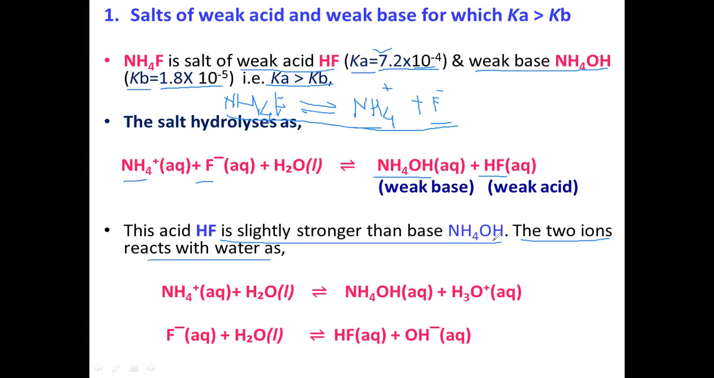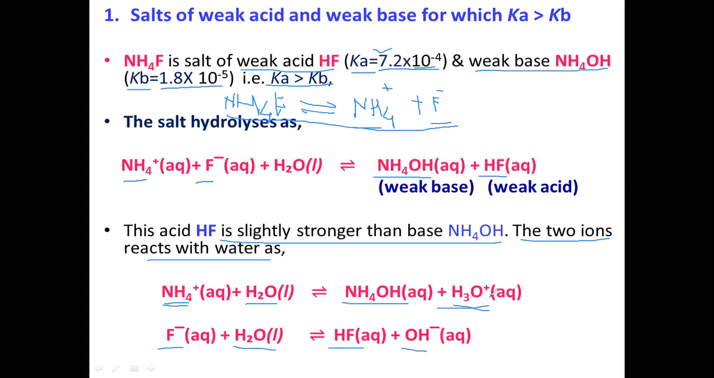अब जो वीक रहेगा वो ज्यादा रिएक्ट होगा वाटर के साथ, और जो स्ट्रॉन्गर रहेगा वो कम रिएक्ट होता है वाटर के साथ. सो NH4 पॉजिटिव आयन, अब इसको हम लोग सेपरेटली रिएक्शन में बताते हैं. NH4 positive ion reacts with water, produces NH4OH plus H3O positive ion. Similarly, fluoride ion reacts with the water. It produces hydrogen fluoride with OH minus ion. So by using this, the NH4 positive ion produces H3O positive ion.